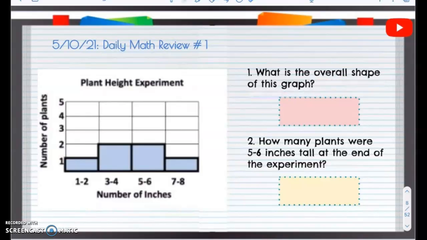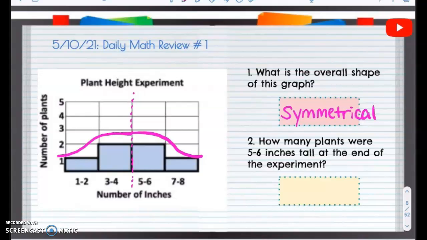So remember how we were talking about shape last week? If we kind of look in half, if we split it in half, do they look the same on both sides? Yeah, they do. We kind of have that bell. There's not really a whale type figure to find which is the skewness because they are symmetrical. So you're going to write symmetrical, S-Y-M-M-E-T-R-I-C-A-L, symmetrical. All right, so it's going to be symmetrical.